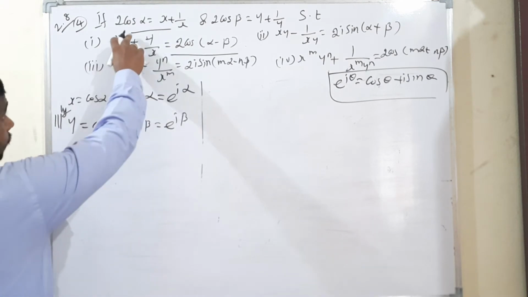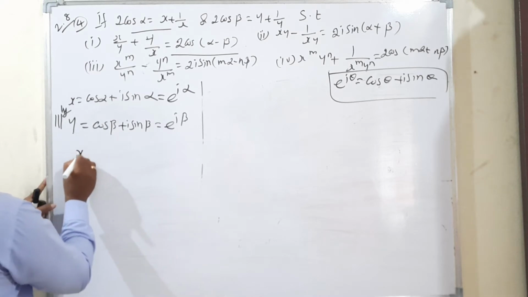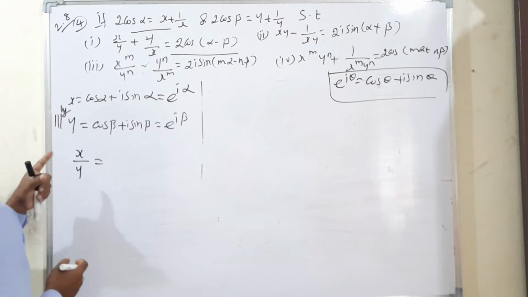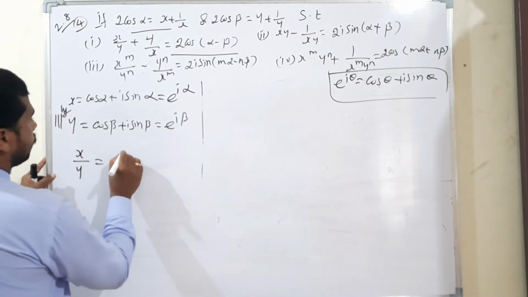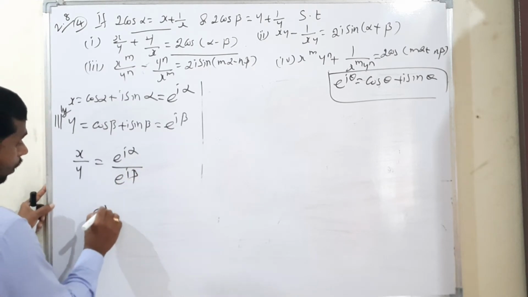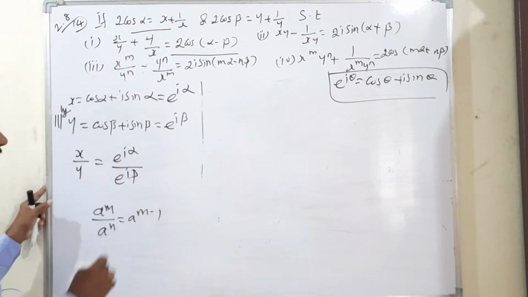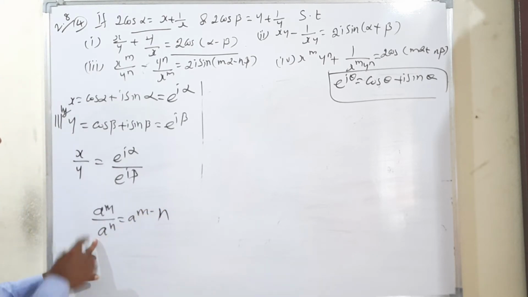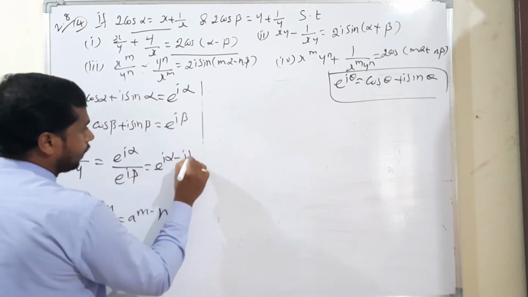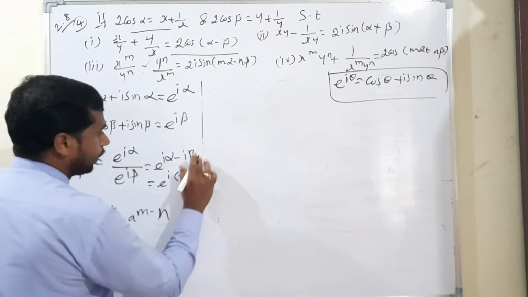Now, the given condition x by y. So x by y is equal to, what will happen? x by y means e to the power i alpha divided by e to the power i beta. Already we know the law of indices, a to the power m divided by a to the power n means a to the power m minus n. The base will be the same. Here also the base will be e. Therefore, e to the power i alpha minus i beta. So again, e to the power i, taking common outside, alpha minus beta.